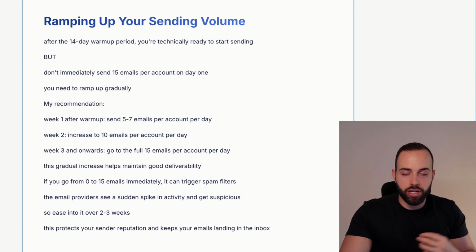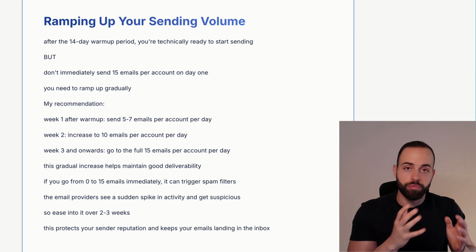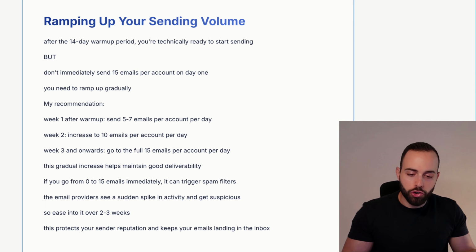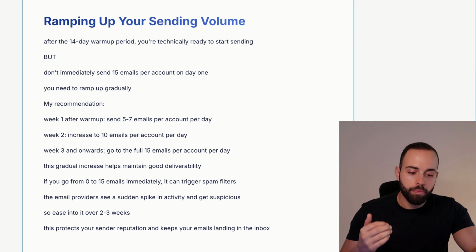So my recommendation is, once the 14-day warm-up phase is finished, in the first week that you start sending cold emails, send 5 to 7 emails per day per email account. In week 2, increase that to around 10. And then in week 3 onwards, you can go for the full 15 emails per day per email account.